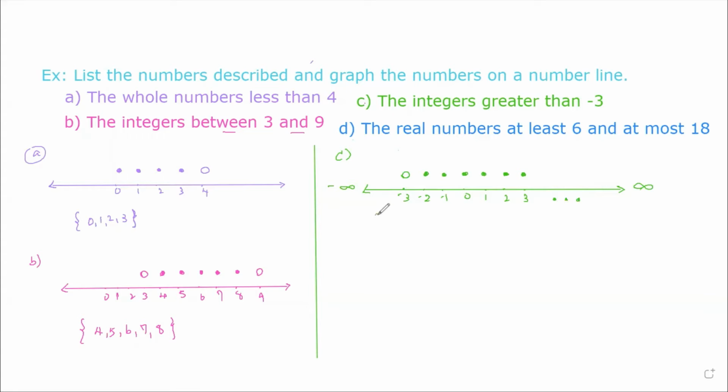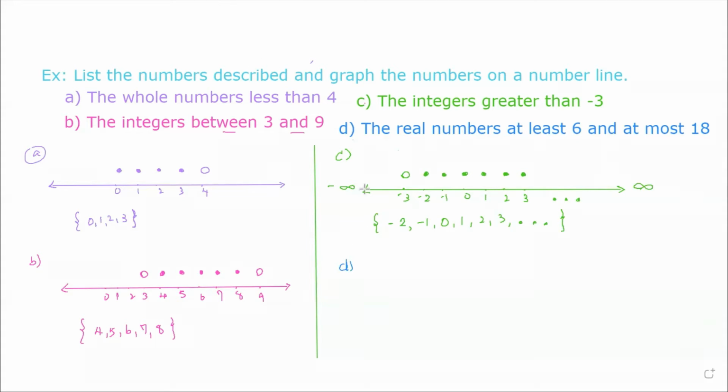But then the solution set. So it is going to be negative, because -3 is not included, greater than -3. So this is going to be -2, -1, 0, 1, 2, 3, and then dot, dot, dot to represent continuing. So the greater than, it is just greater than -3. Okay. So now go to the last question, D. Question D.